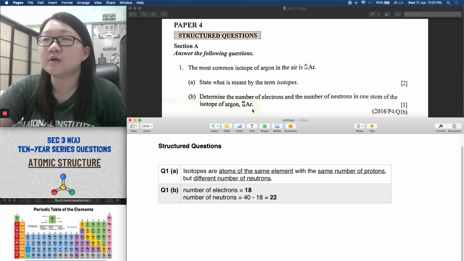Then part B, determine the number of electrons and the number of neutrons in one atom of this isotope of argon. The number of electrons will be 18, because if it's an atom, then the number of protons equals the number of electrons, so 18. For the number of neutrons, we take the nucleon number minus the number of protons to give us the number of neutrons. So that will be 22.